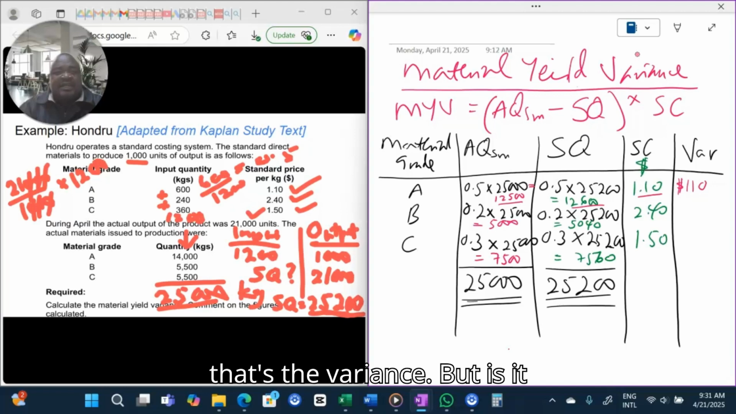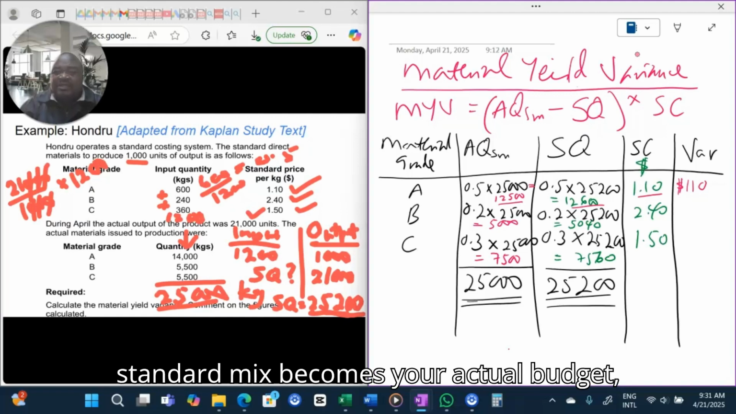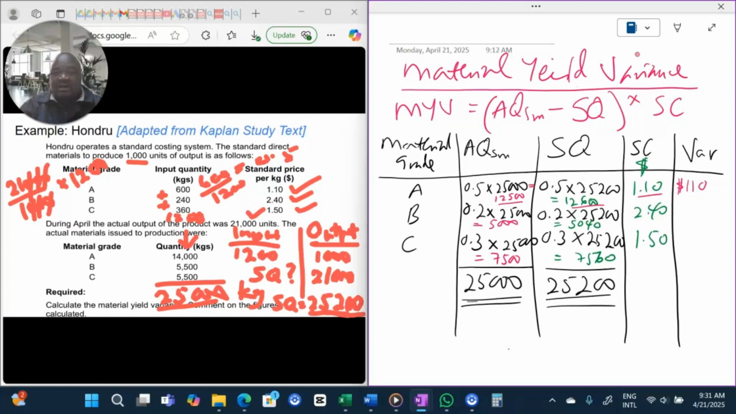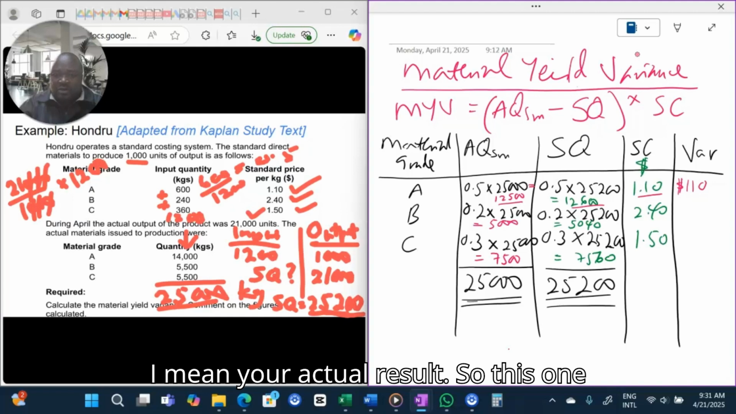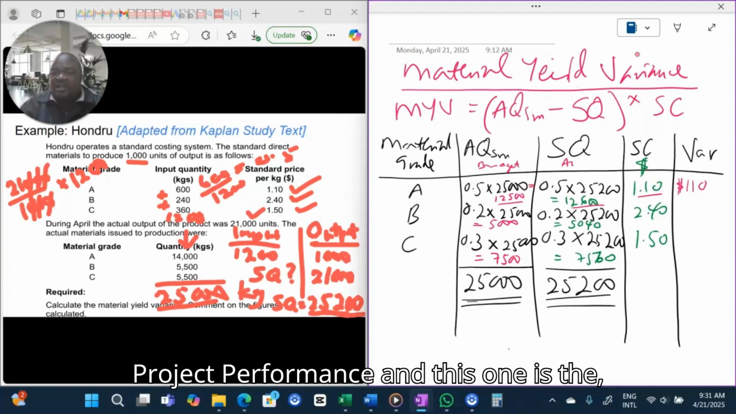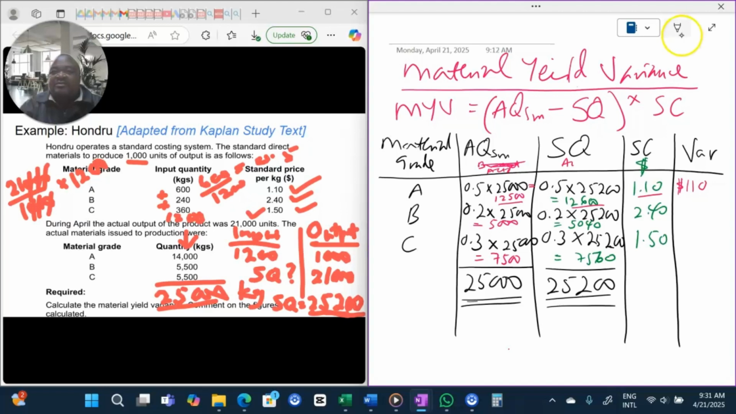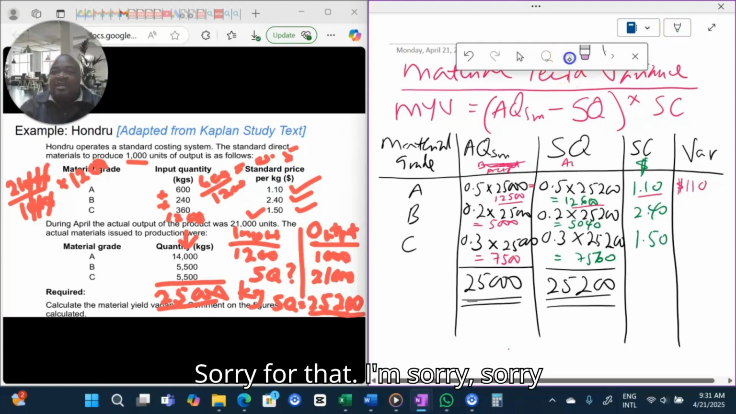But is it favorable or adverse? You ask yourself. The actual quantity at standard mix becomes your actual budget, your actual result. So this one is the budgeted performance, and this is actually the actual budget. Sorry for that, guys.